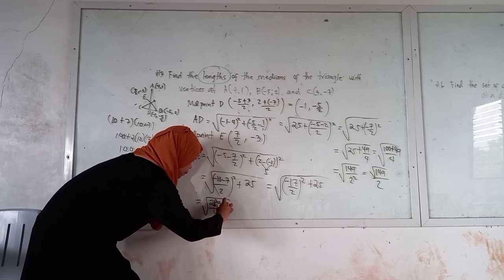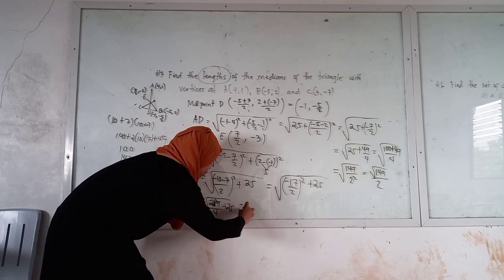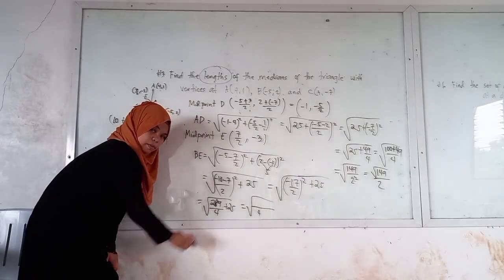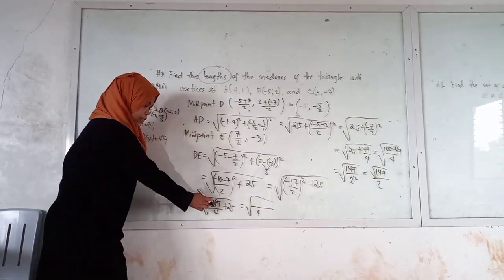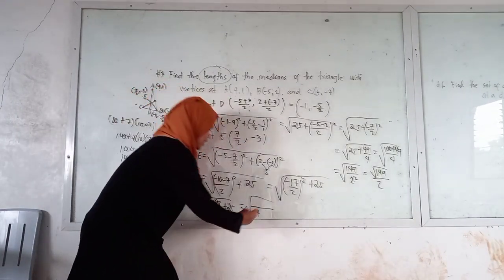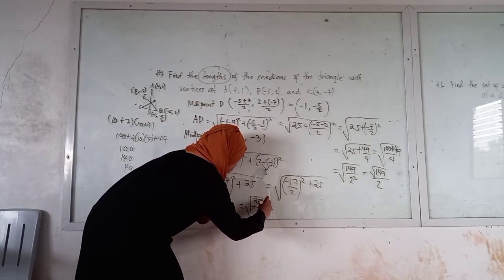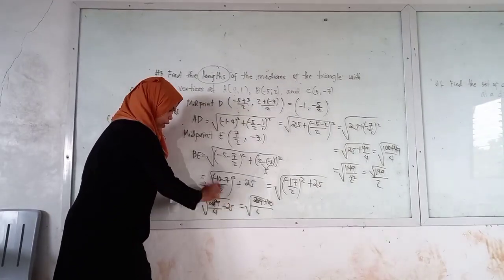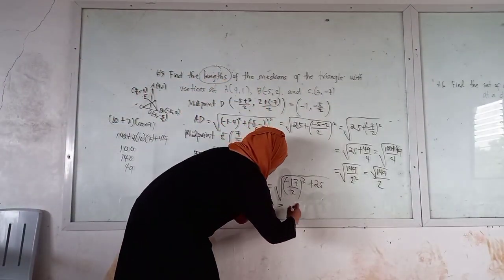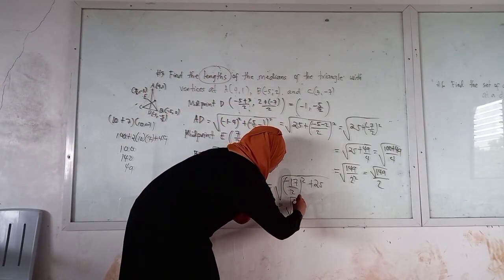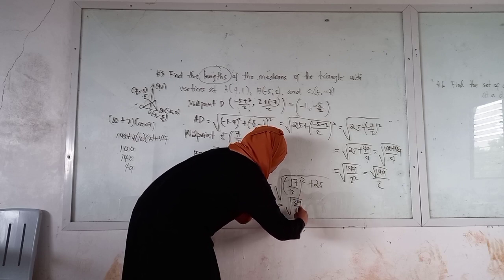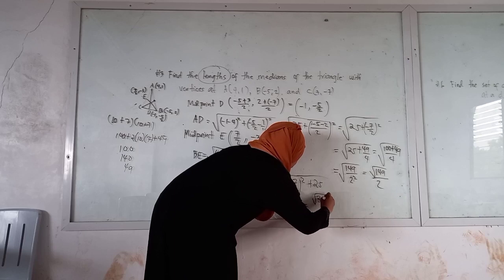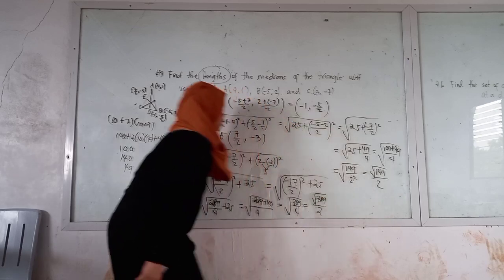over 4 plus 25. So I have to get the LCD here. So 4 divided by 4, that is 1, times 289, that is 289 plus 100. Tama? Kasi 4 divided by 1 is 4 times 25. So that is equal to square root of 389 over 4. And then that is equal to square root of 389 over 2.